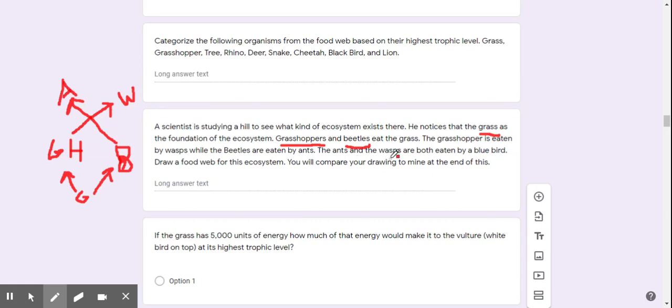And the ants and the wasp are both eaten by a blue bird. So then I'm just going to go ahead and draw another line right here, connecting them because they're eaten by the blue bird. Yeah, that B is a lot better than my first B. All right, so there we go. So I just created a quick food web.